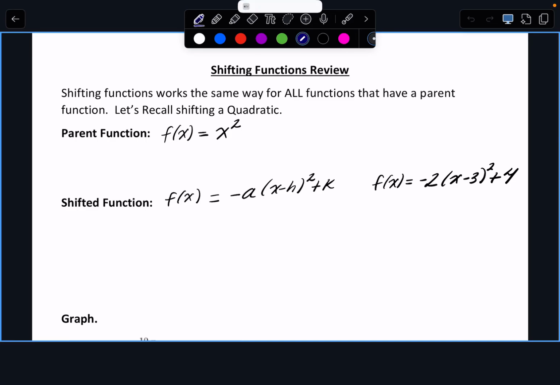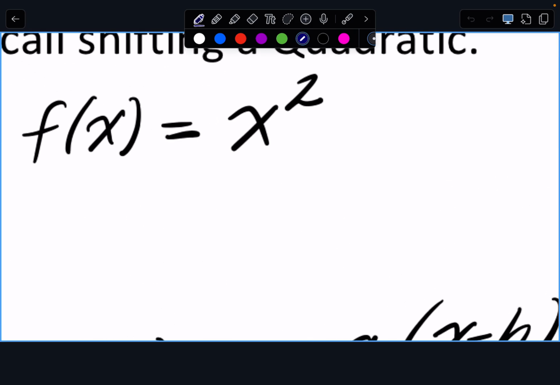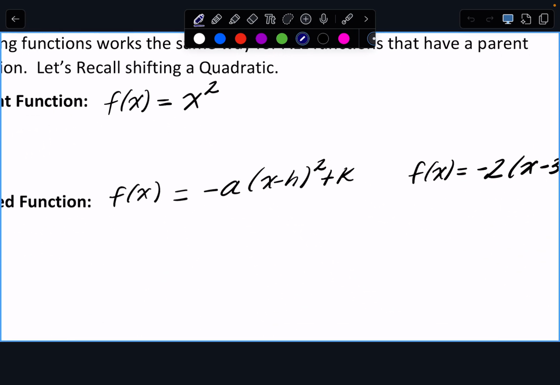Shifting works the same way as shifting a quadratic. That's what's so nice: once you know how to shift one function, you can shift the rest of the functions all year. If you end up taking a college class, this is a huge focus as well. So it'll be good. Okay, everyone, let's look at x squared. This is what's called a parent function. The parent function has no shifts.